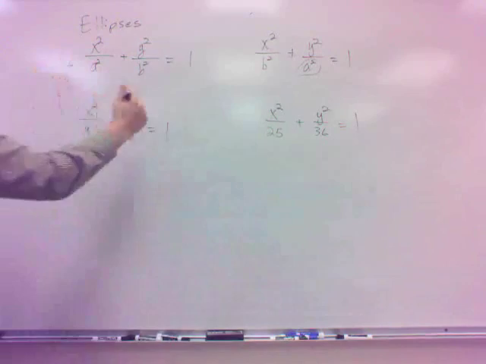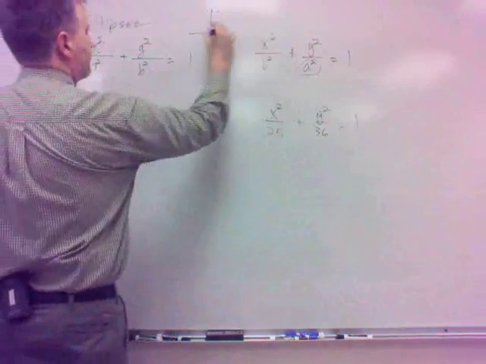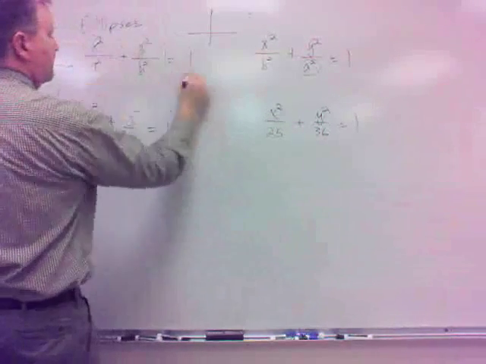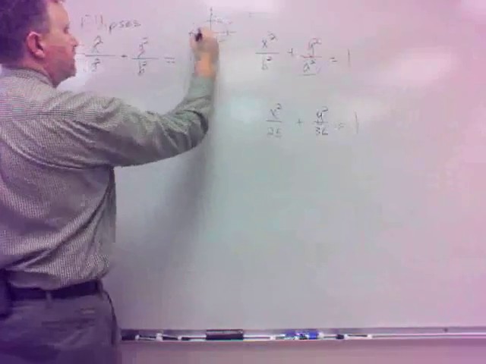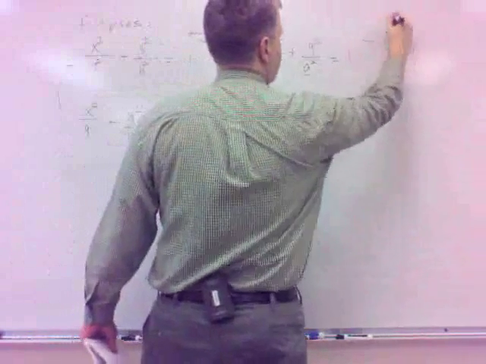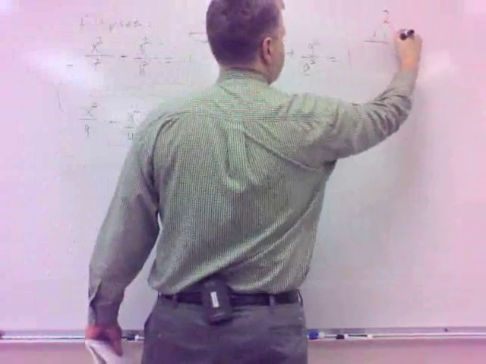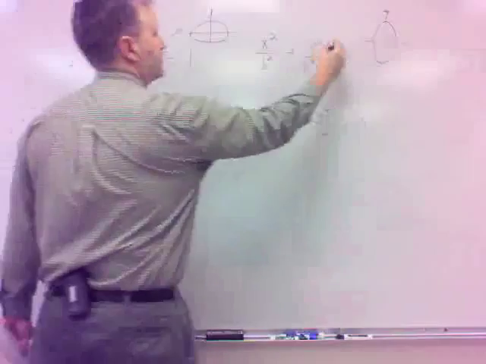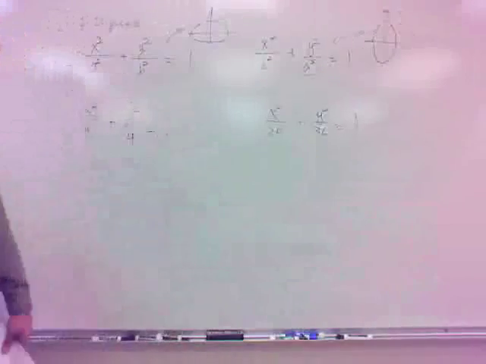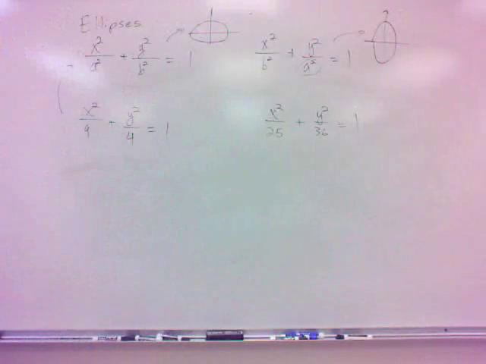This one would be the one that's longer than it is wide. And this one would be taller than it is wide. That's the only difference. Okay? It's because the a, which one has the bigger number below it?